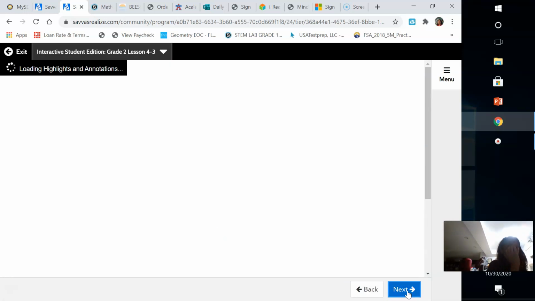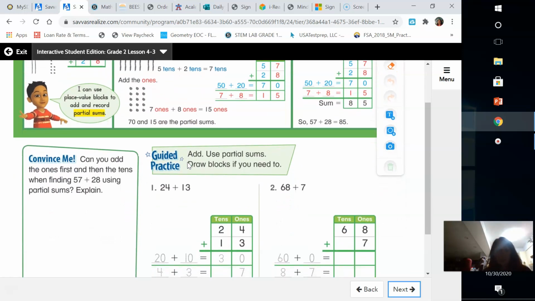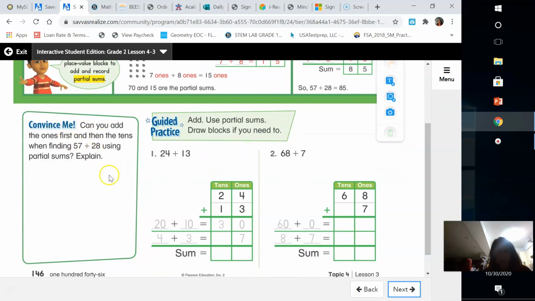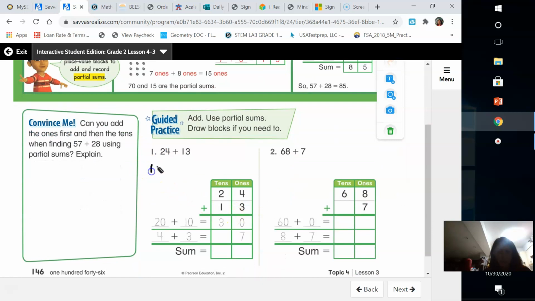So now we're on 146. Shows the whole thing up here for you, just in case you get confused. All right, let's skip this one. That's just going to confuse you. All right, so we have 24 and 13. Remember, you can draw quick blocks. So we could do 24 and 13. 1 ten, 3 ones.